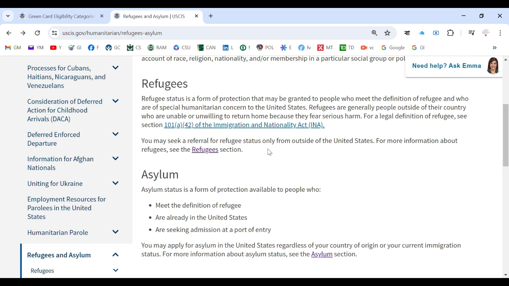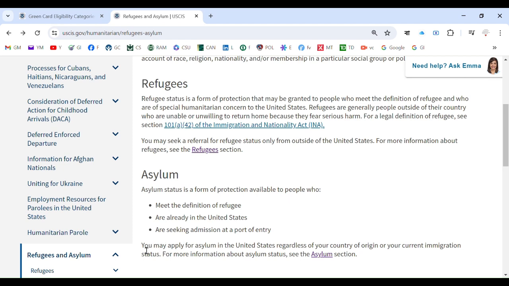But if you are going to apply for asylum status, you have to be within the United States. You have to be at the border of the United States, not outside it. You are already in the United States, or you are seeking admission at a port of entry. So at a port of entry, you are seeking admission, and you may also apply for asylum.